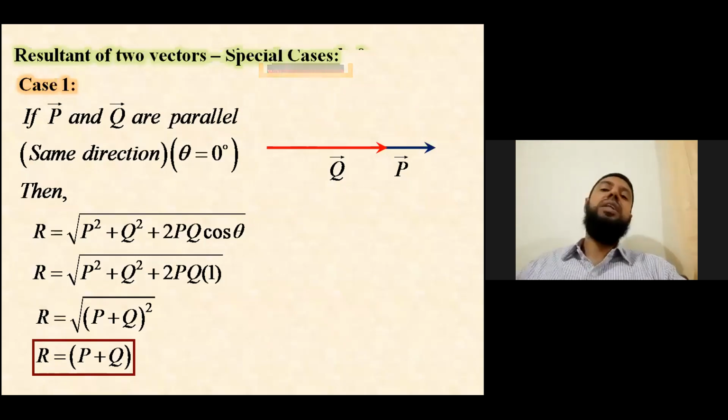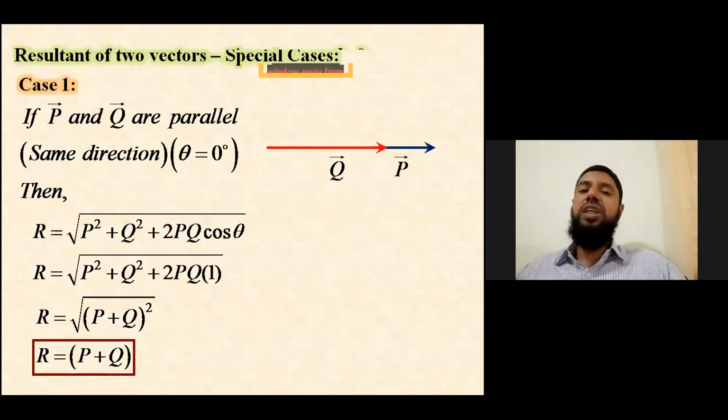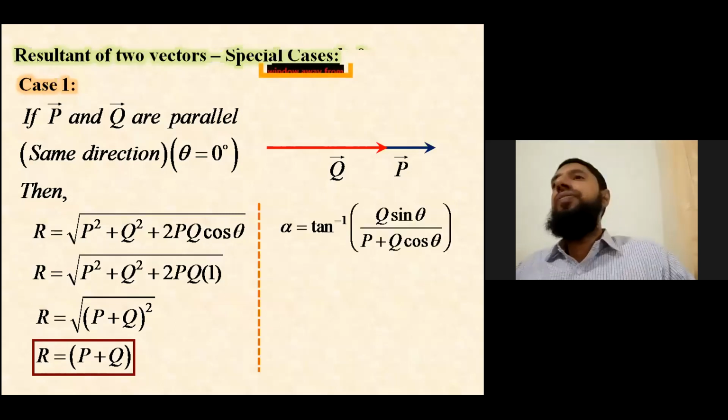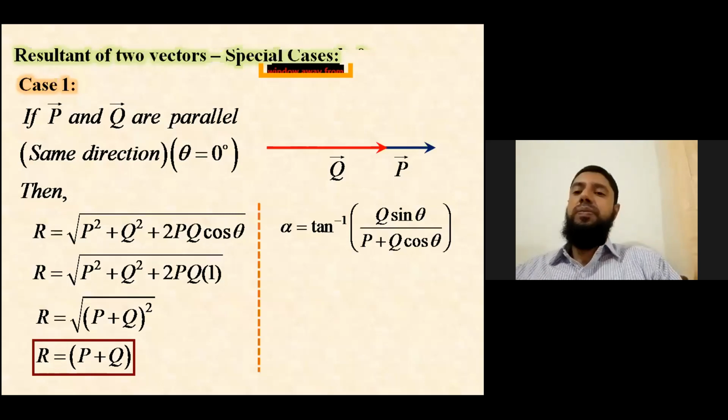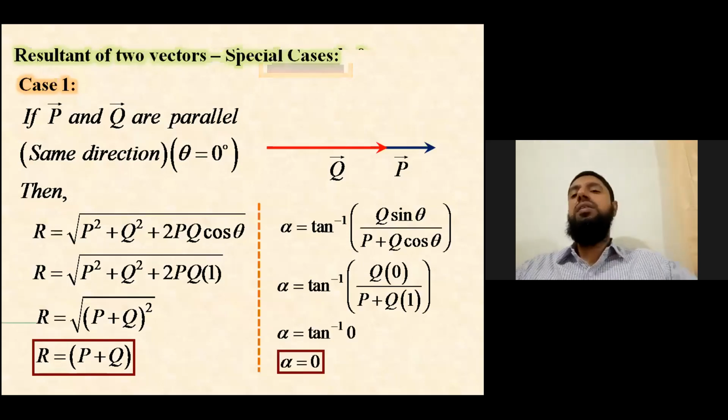ಹಾಗಾಗಿ ಈ ನಮಗೆ ಸ್ಪೆಷಲ್ ಕೇಸ್ ನೆನಪಿರಬೇಕು. When you are having two vectors in parallel, the direction is same, then θ is 0, then the magnitude of resultant is P plus Q, and the direction is alpha is equal to tan inverse Q sin theta by P plus Q cos theta. Make theta as 0, sin 0 is 0, cos 0 becomes 1, Q into 0 becomes 0, therefore the angle will become 0.